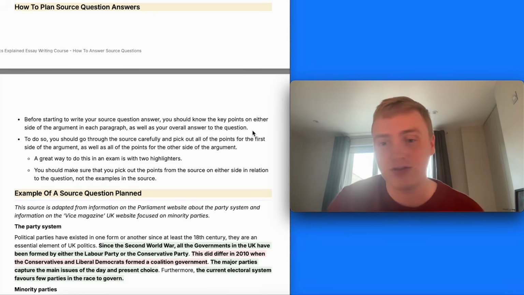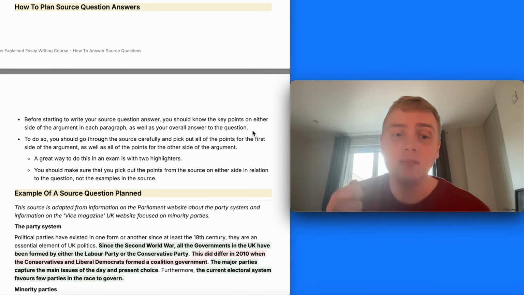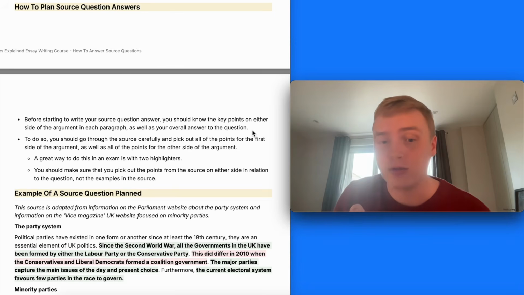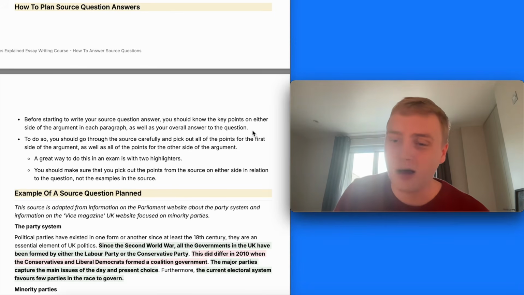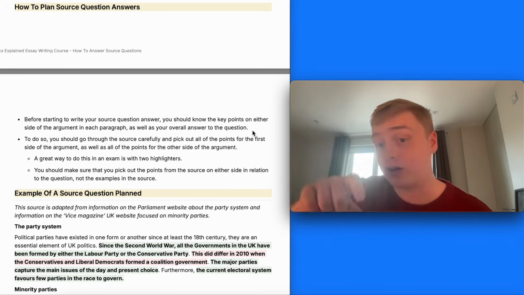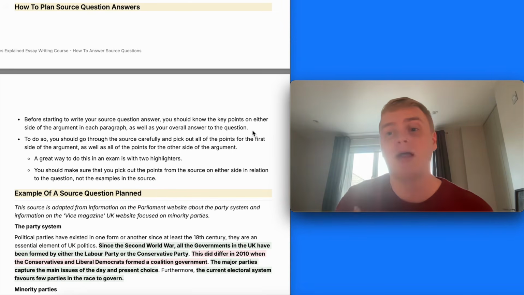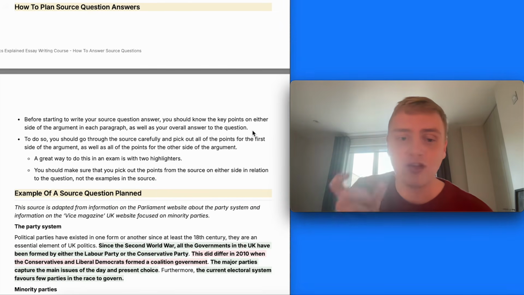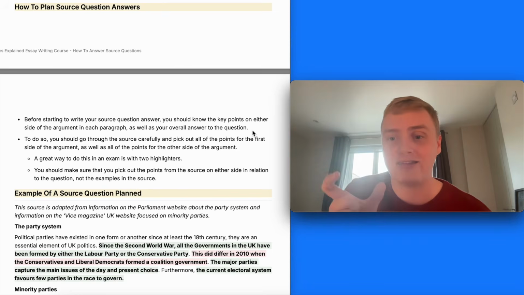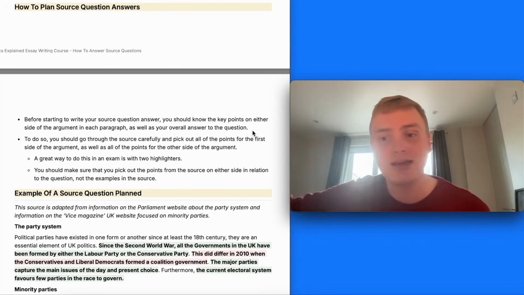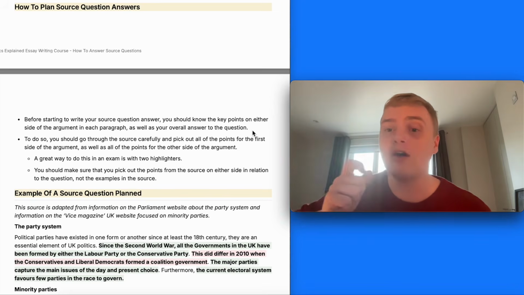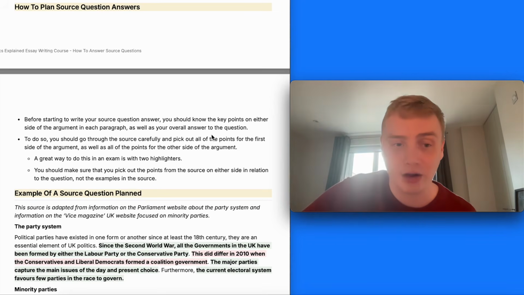So a great way to do this, as I said, is with highlighters, and you should make sure that you pick out the points from the source on either side, not just examples, because often in the source there are also going to be examples that you can use very much in your answer. But we're really looking at the essay question. What is the essay question? And then looking in the source for arguments. So key things that are kind of key arguments in relation to either side of that question.